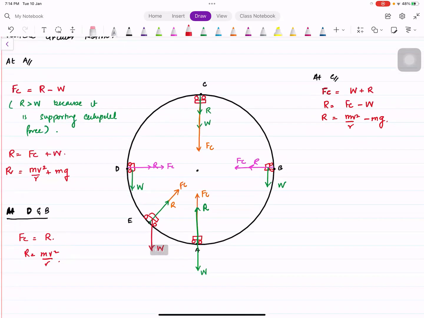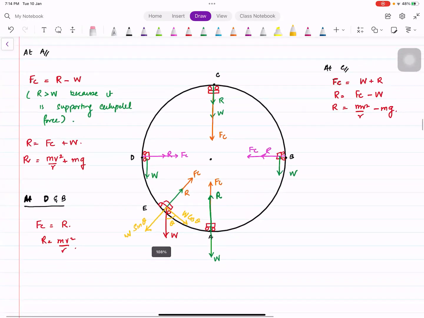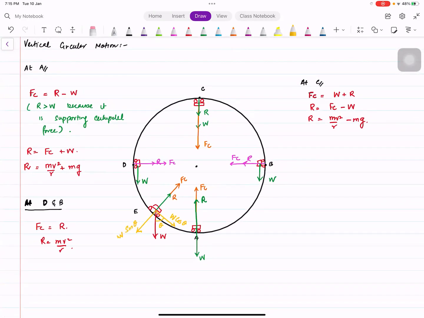Now, interestingly, at E, we need to understand that obviously there will be two components of the weight. So one component is going to be like this, the other component is going to be like this. If this is the angle theta at which it is, then this is going to be W sine of theta, and this is going to be W cosine of theta, like that. Okay. Now, what you should understand is that we are only looking at this particular line. We're not interested in W cos theta because W cos theta is helping the car to move down, right?